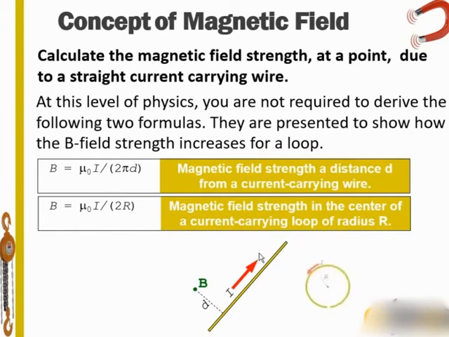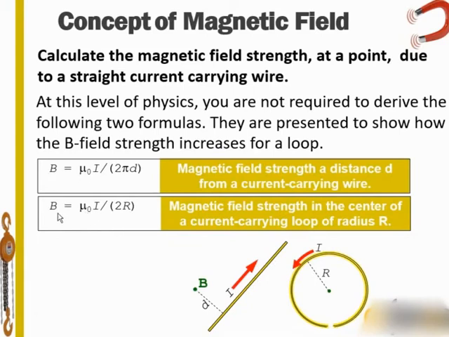In other words, if we were to take this wire and bend it into a loop in such a way that we have in this part of the diagram here on the right hand side, and let's say we wanted to determine the magnetic field strength in the center of this current carrying loop, and we know that the radius of this loop is r, then we can use this expression, which is a slight modification on the first one, and we can say that the magnetic field strength in the center of a current carrying loop of radius r is given by this expression.